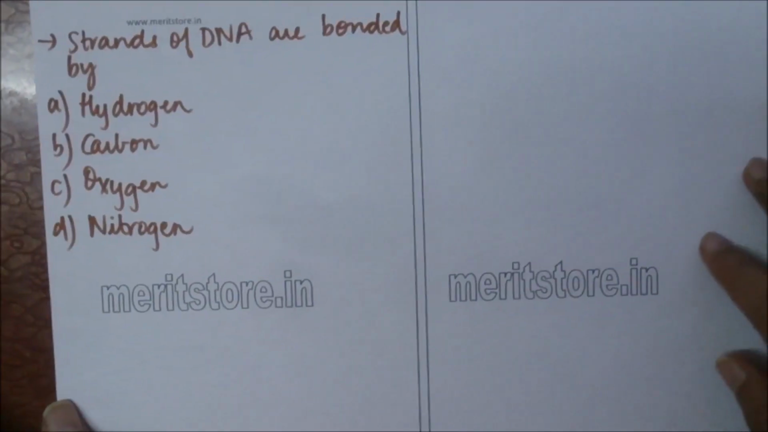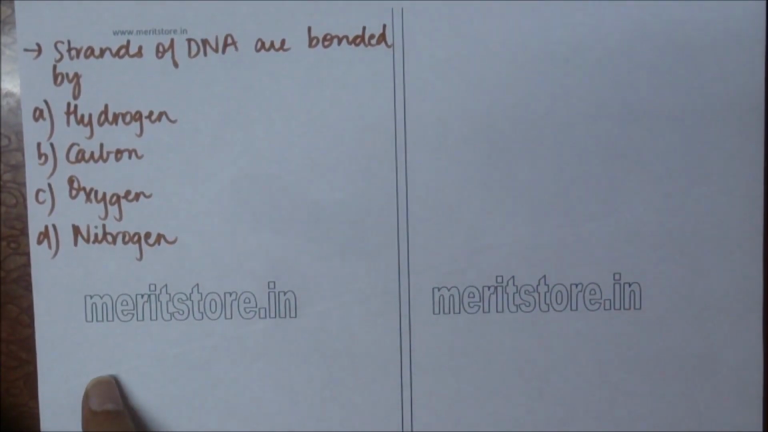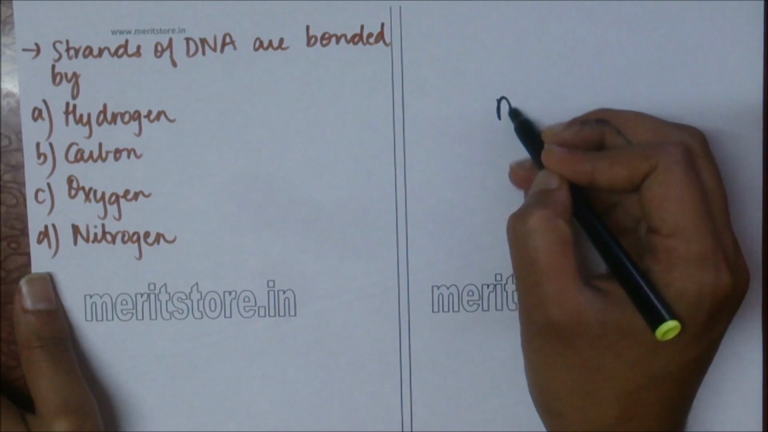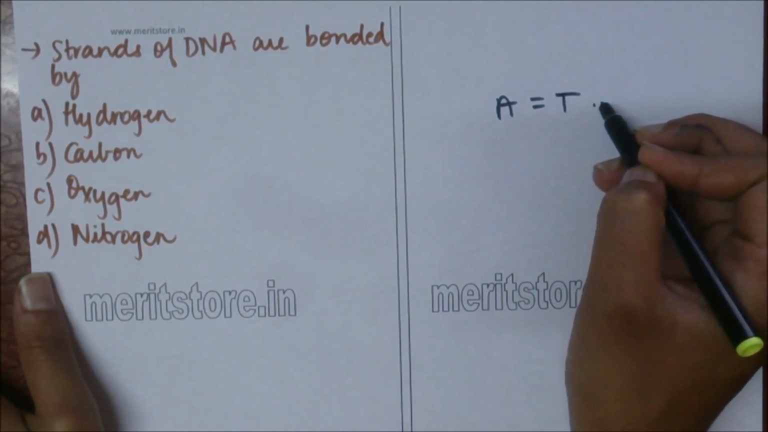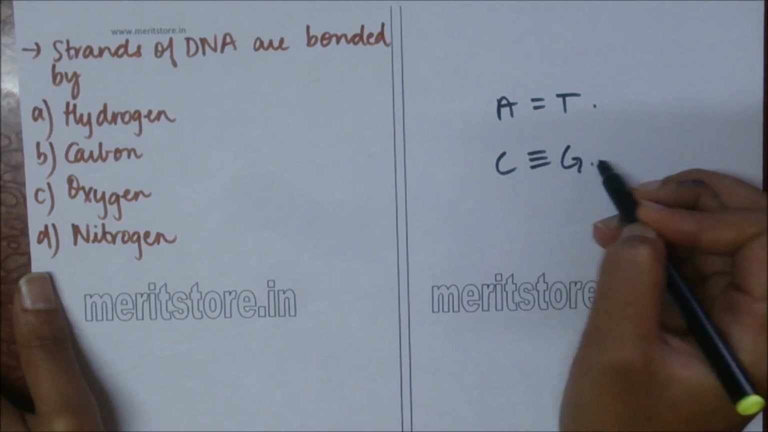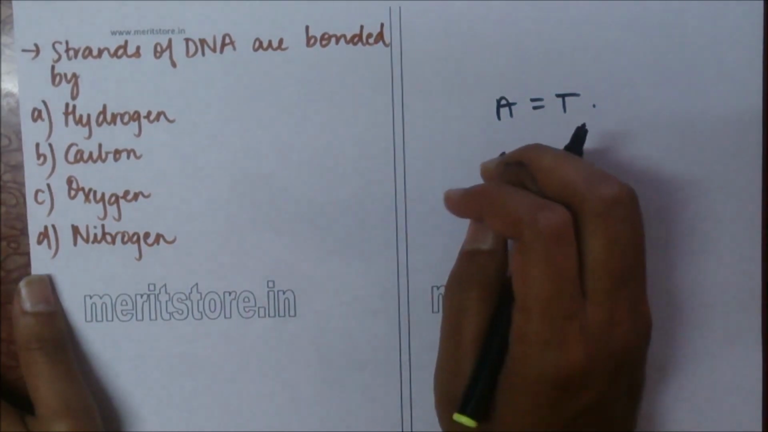Option B. Strands of DNA are bonded by A. hydrogen, B. carbon, C. oxygen, D. nitrogen. There is a double hydrogen bond between adenine and thymine and a triple bond between cytosine and guanine. So these are the hydrogen bonds present between DNA strands.